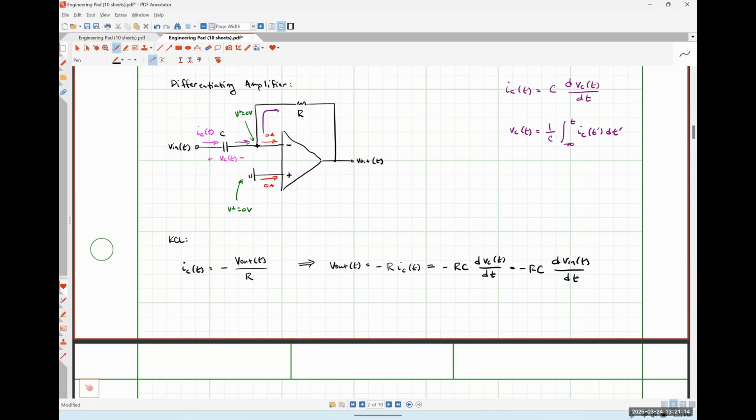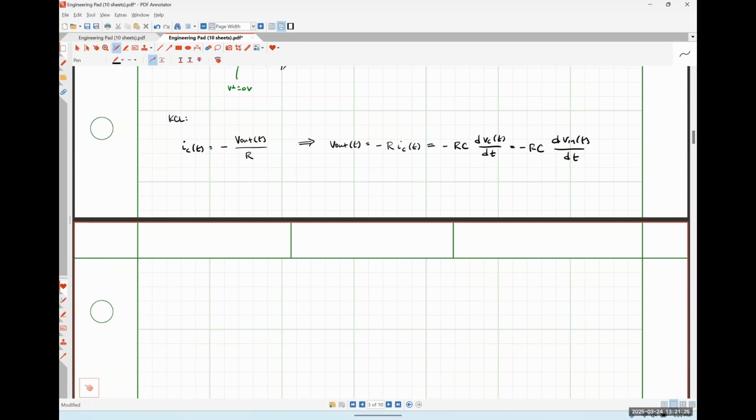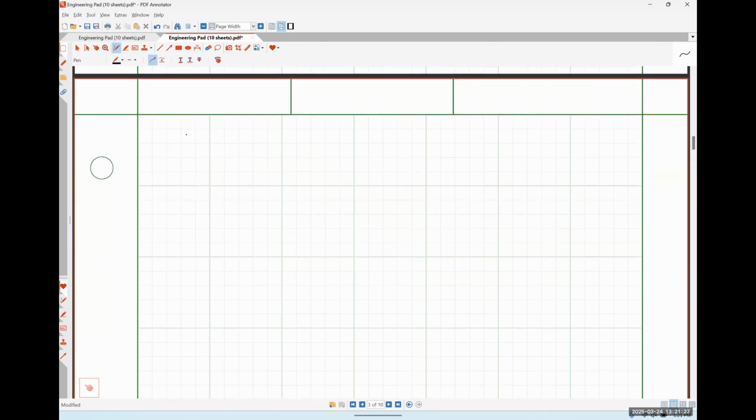Okay. Before we move on to the integrating amplifier, does anybody have any questions, comments, or concerns? All right. So the last one that we're going to talk about today is our integrating amplifier. The integrating amplifier is the exact same circuit that we just had, except that the R and the C are switching places. So something akin to this.